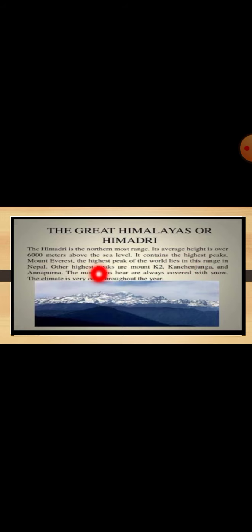Mount Everest, the highest peak of the world, lies in this range in Nepal. Other highest peaks are Mount K2, Kanchenjunga and Annapurna. The mountains here are always covered with snow. The climate is very cold throughout the year. So the highest peaks are located in the Greater Himalayas. The average height of the Greater Himalayas is more than 6,000 meters.